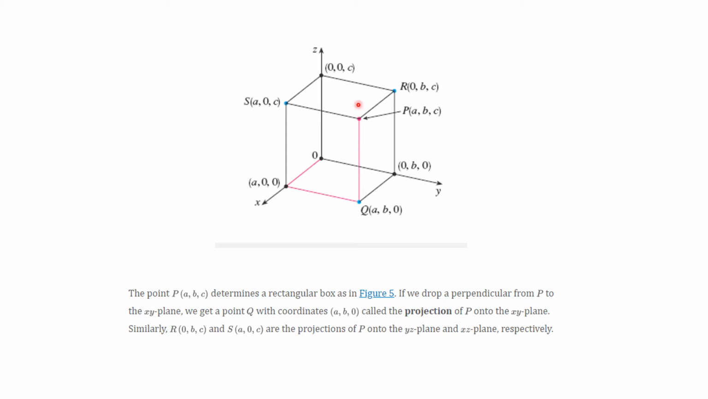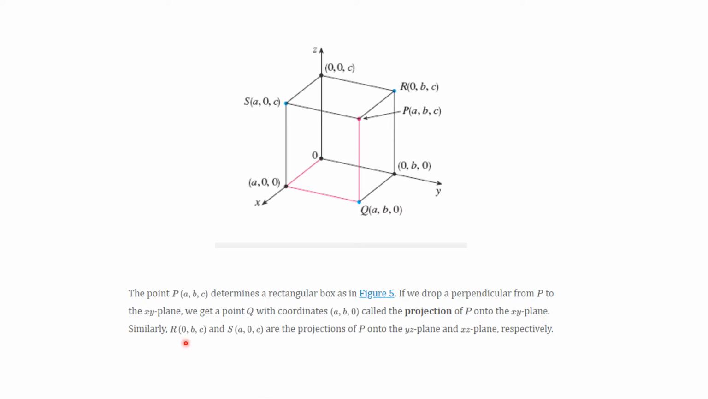Now the point (a, b, c), shown here, determines a rectangular box, and this is the rectangular box that we're talking about. Actually, the rectangular box is this entire box because it's a rectangular box in 3 dimensions. But if we drop a perpendicular from the point P, which is the (a, b, c) point, to the xy plane, we get a point Q that has 0 as its z coordinate. And that is (a, b, 0). That's called the projection of P onto the xy plane.